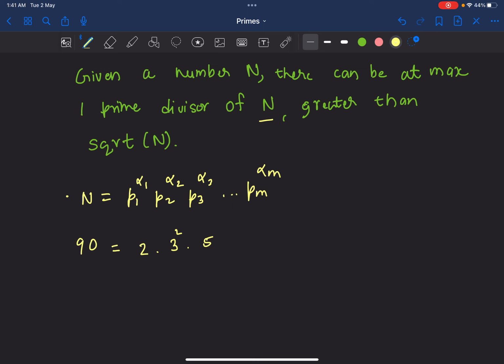So we know that any number, any integer in fact, can be represented as a product of its primes raised to certain powers. So we can say that n equals p1 to the power alpha 1, p2 to the power alpha 2, p3 to the power alpha 3, and so on, pm to the power alpha m. Like you can see an example, we can say that 90 can be represented as 2 to the power 1 times 3 to the power 2 times 5 to the power 1, right?